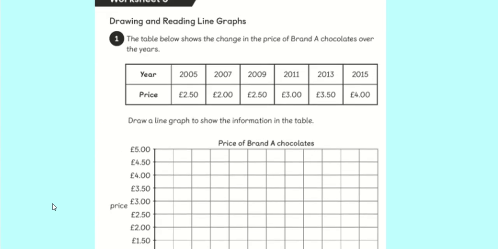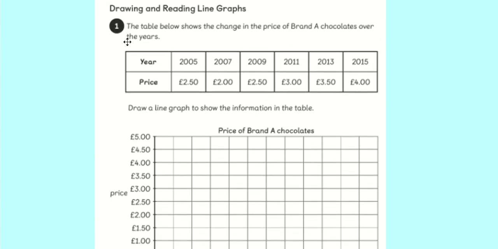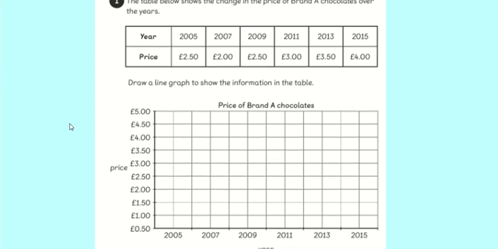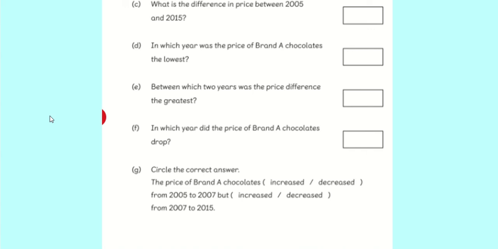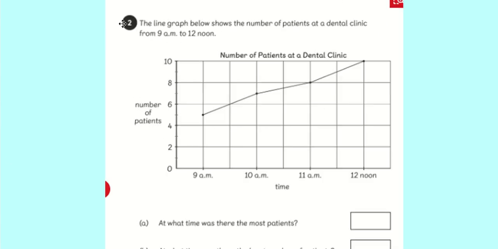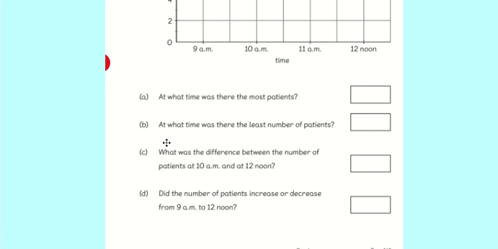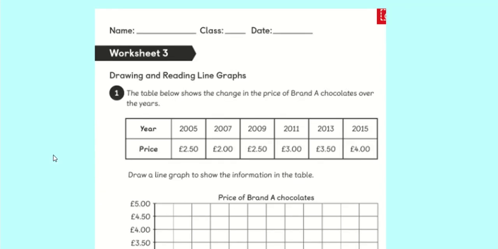Let's move on now then to our worksheets in our book. So it's page 147 in your workbook. And we are doing some more line graphs. So here we have a table of information. The table below shows the change in the price of brand A chocolates over the year. We've got the year and our price. And you are going to draw a line graph to show the information in the table. Then you are going to answer some questions about the information that you have got in your line graph. And then you are going to be answering some questions here about the other line graphs. So pause the video to have a go at that. And then you can come back for the answers.